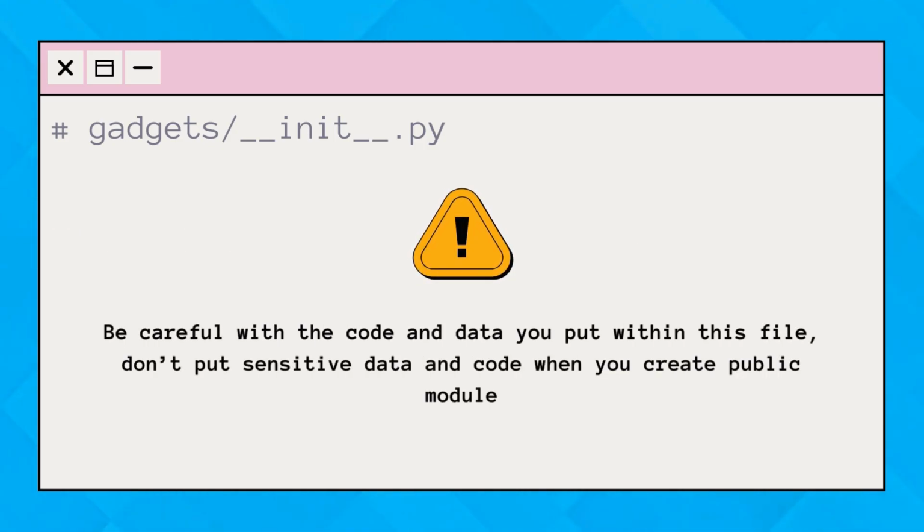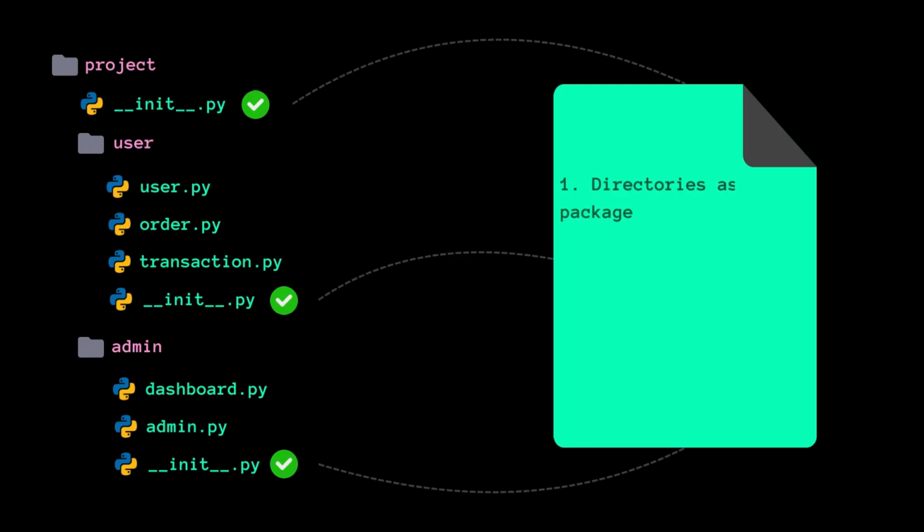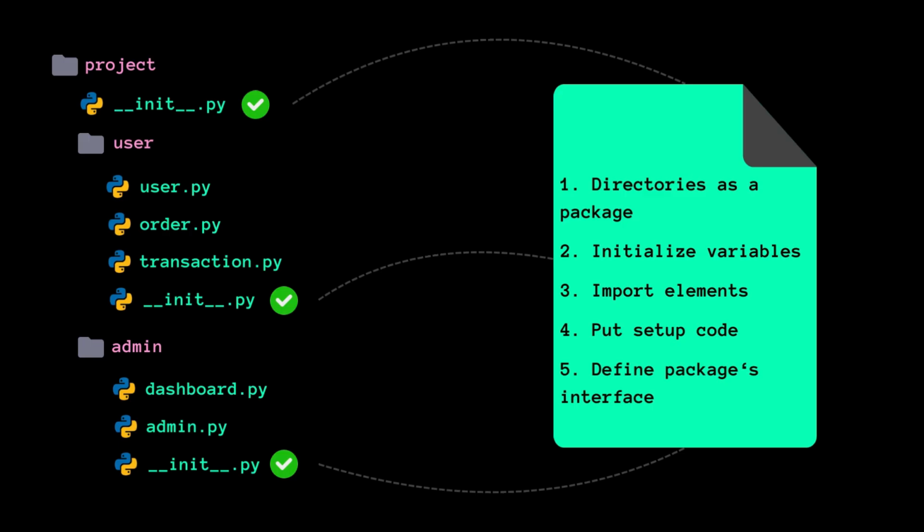To sum up, the __init__.py file is vital for defining your Python package. Use it to mark directories as packages, initialize variables, import specific elements, execute setup code, and define your package's public interface.